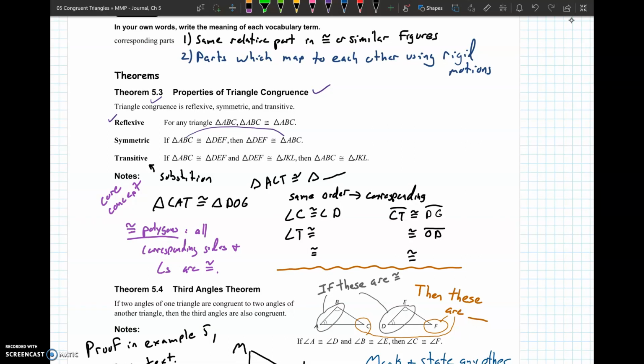Triangle ABC congruent to DEF, DEF to ABC. That's more language semantics that we don't use right in here. Transitive does come up a lot. If ABC is congruent to DEF, and DEF is congruent to JKL, that gives us this one. That works when we have them congruent to the same part.